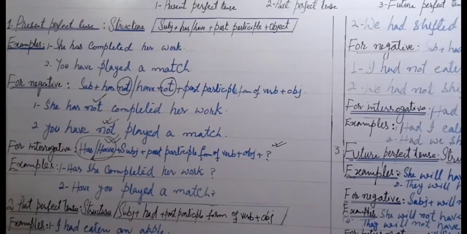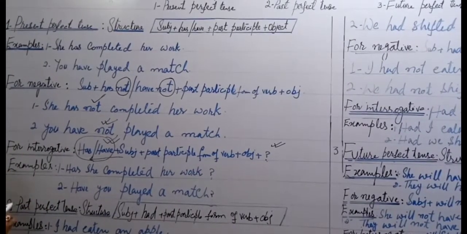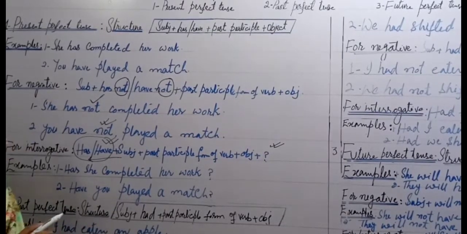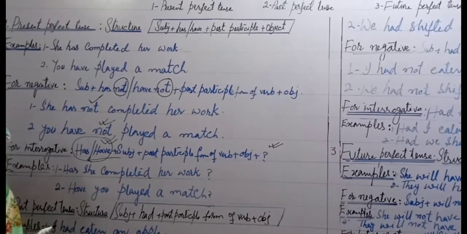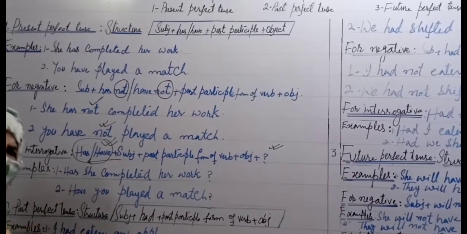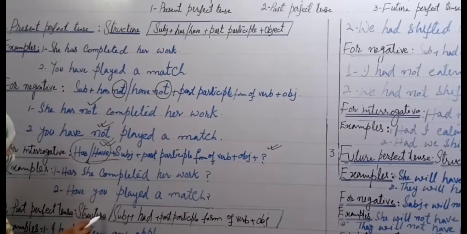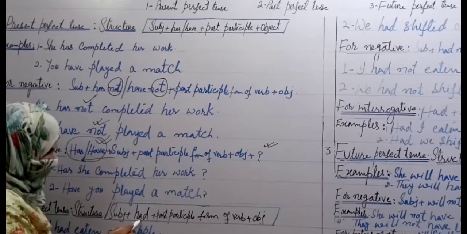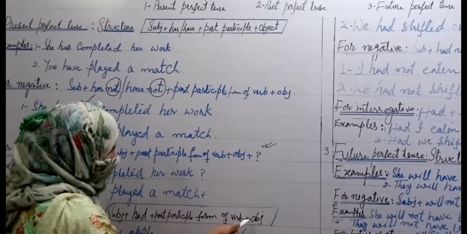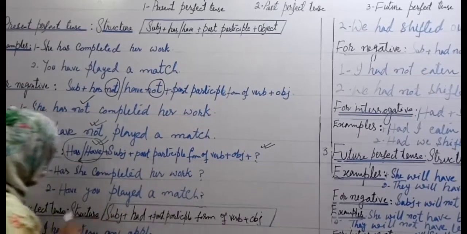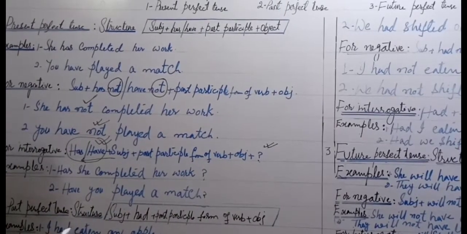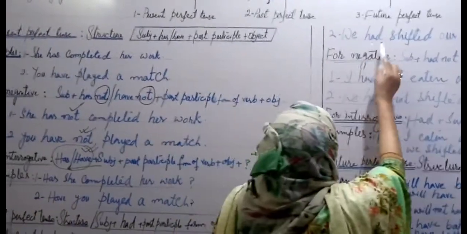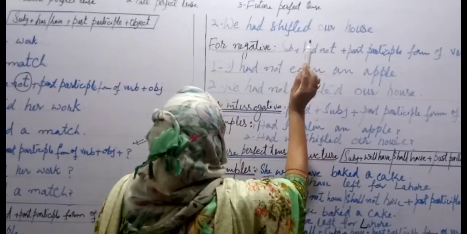Let's move towards the past perfect tense. So what is past perfect tense? Past perfect tense shows or describes the action is completed in past. Look at the structure. Subject, auxiliary verb had you use here, then past participle form of verb and object. Look at the example. I had eaten an apple. Number second example. We had shifted our house.